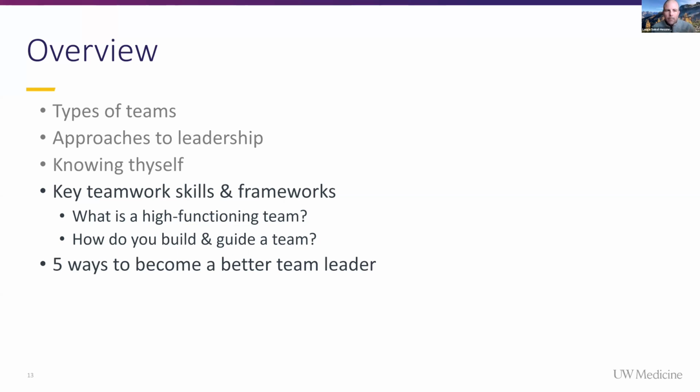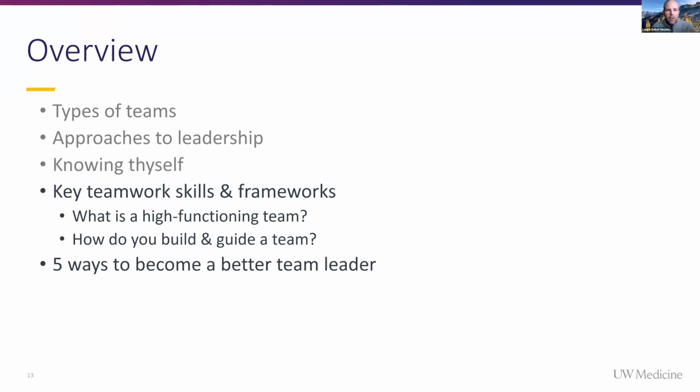But we're going to talk a little bit now about key teamwork skills and frameworks. And again, this is meant to just be aware of the kind of stuff that's out there that might be useful as you conceptualize ways to attack the challenges you all identified going forward.